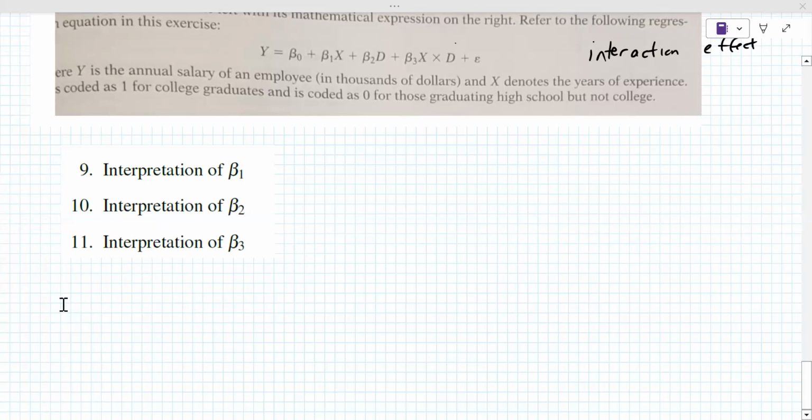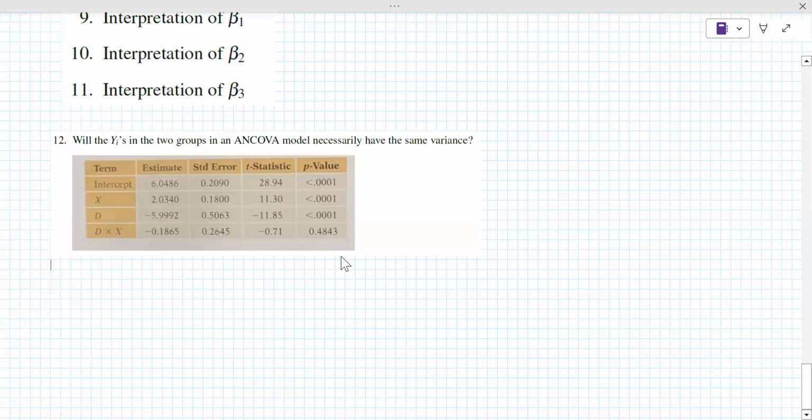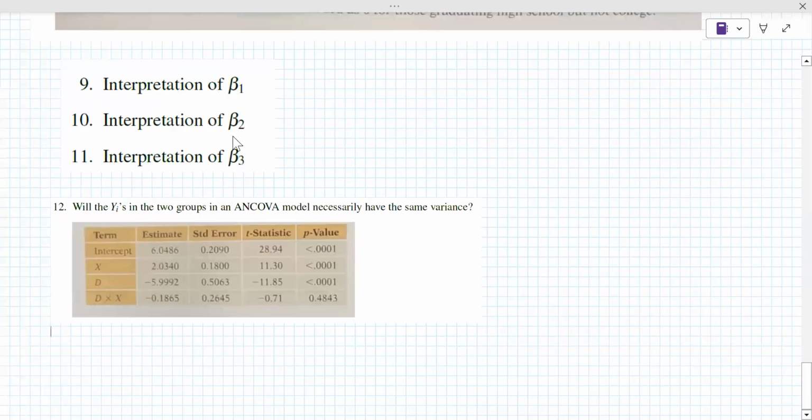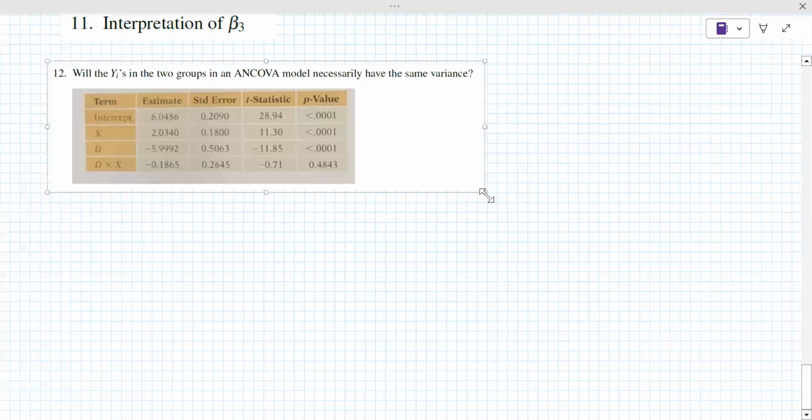I'm sure the interpretation of B1 multiple choice question or answer will either be the slope of the first model, or the expected Y(x) when D is 0. Having all that information, I feel like it's all good. Okay. All right.